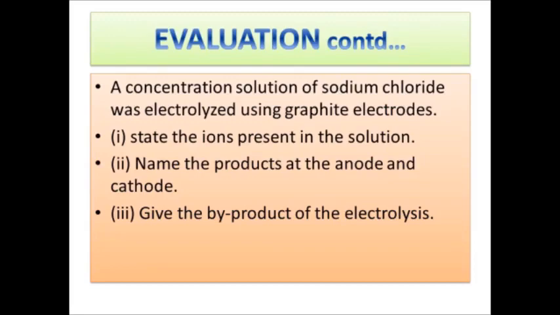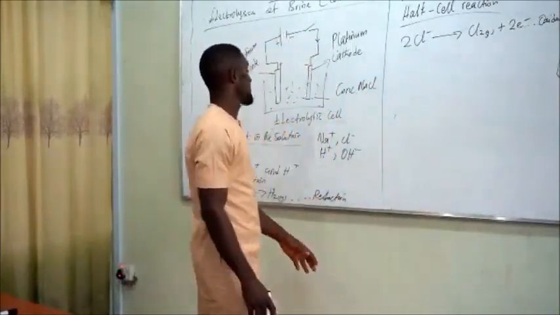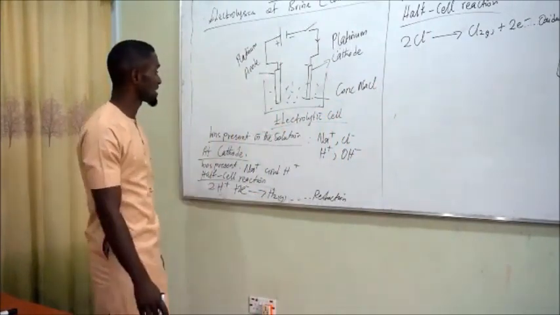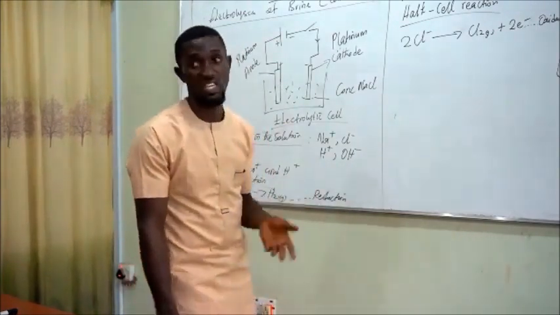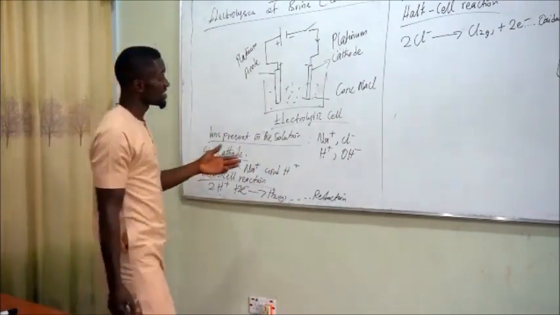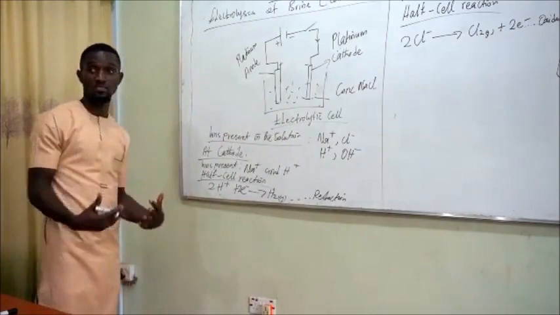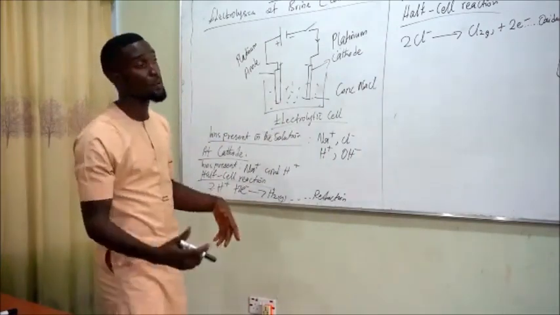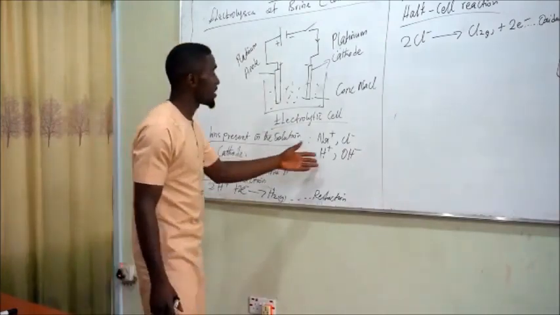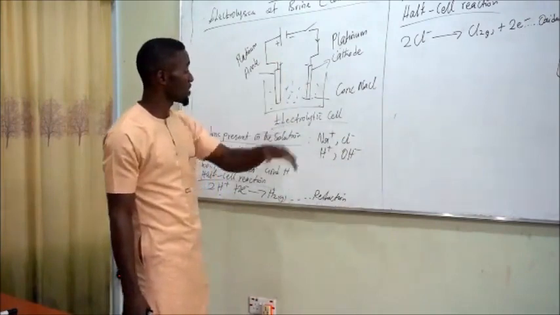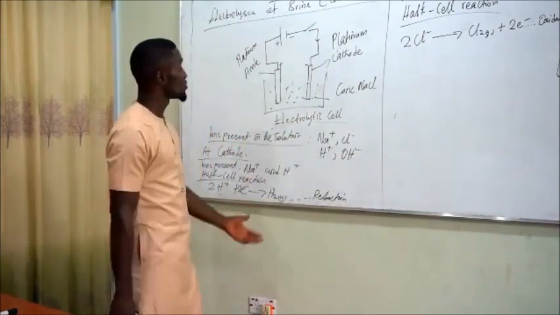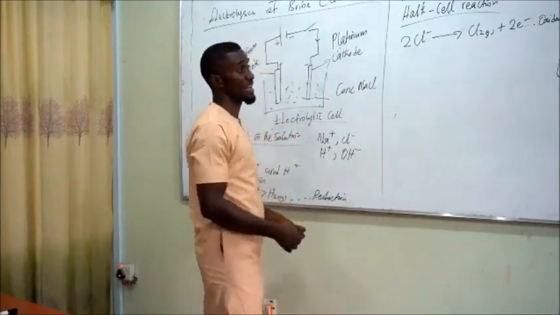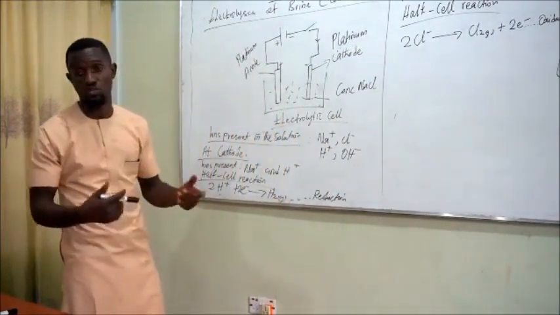Then II, name the products at the anode and the cathode. At the anode we have chlorine gas deposited. Then at the cathode we have hydrogen gas deposited. Then last but not least, give the byproduct of the electrolysis. The byproduct is the ions or compounds that remain in the solution. So if hydrogen has been removed from the solution and chlorine has been removed from the solution, the 2 ions that remain in the solution are sodium ion and hydroxyl ion. So when they combine, they produce sodium hydroxide. So the byproduct is sodium hydroxide solution.